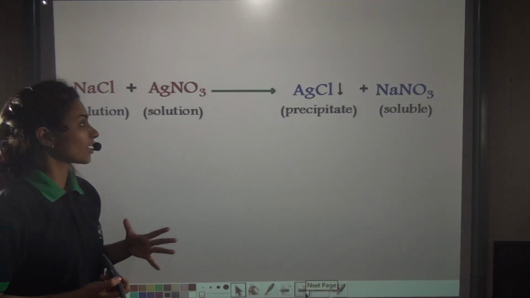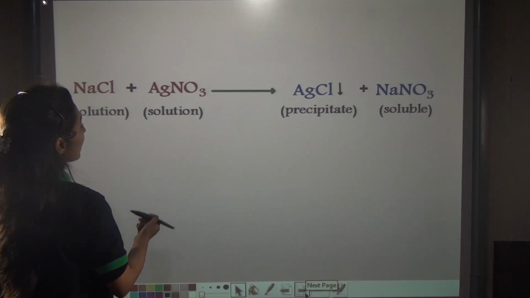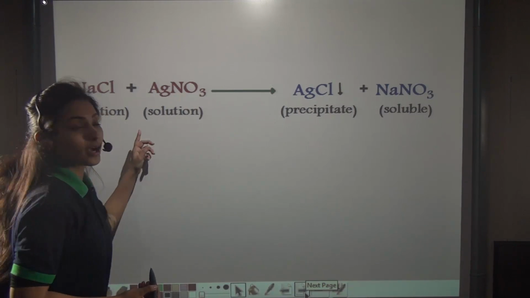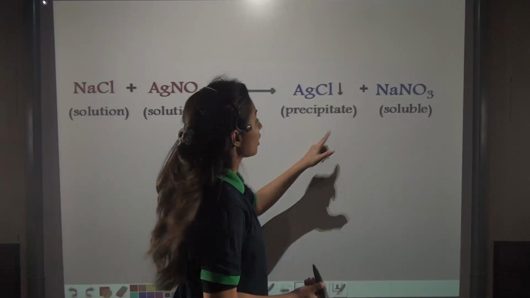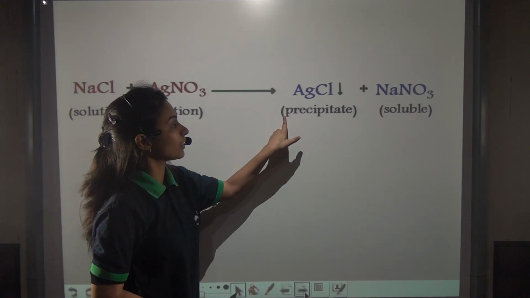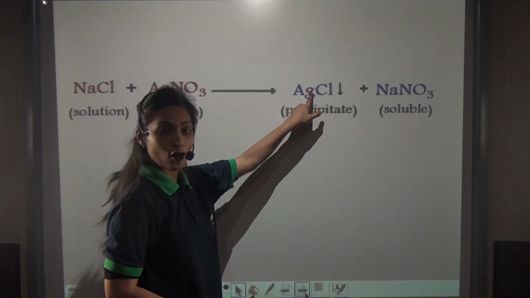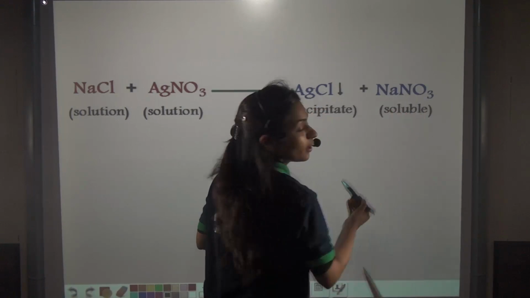So this is the reaction that takes place. Look, sodium chloride when it reacts with silver nitrate gives us silver chloride plus sodium nitrate. Now the white precipitate that was formed in the experiment you saw is the insoluble salt that was formed, and the soluble salt that was formed was sodium nitrate.